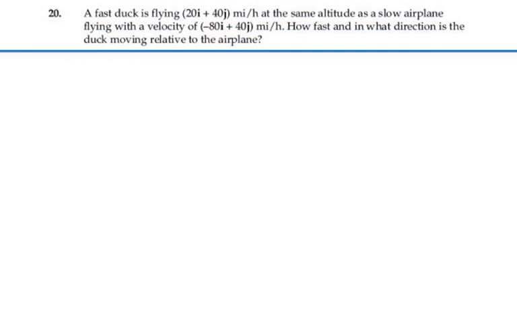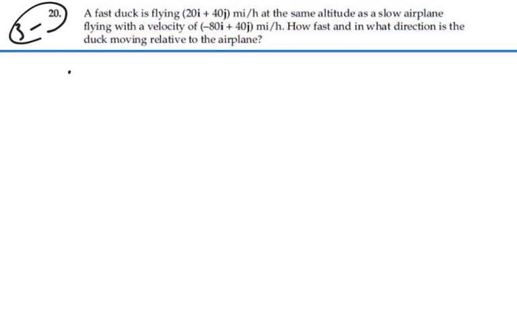Here's problem 320. A fast duck is flying at 20 I plus 40 J miles per hour at the same altitude as a slow airplane flying with a velocity of negative 80 I plus 40 J miles per hour. How fast and in what direction is the duck moving relative to the airplane?